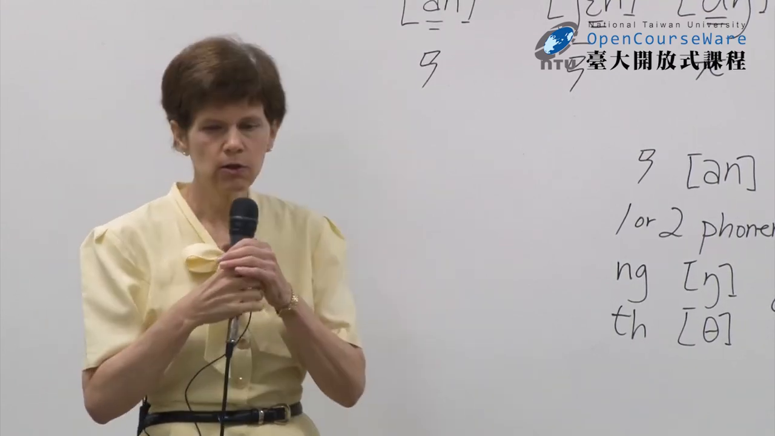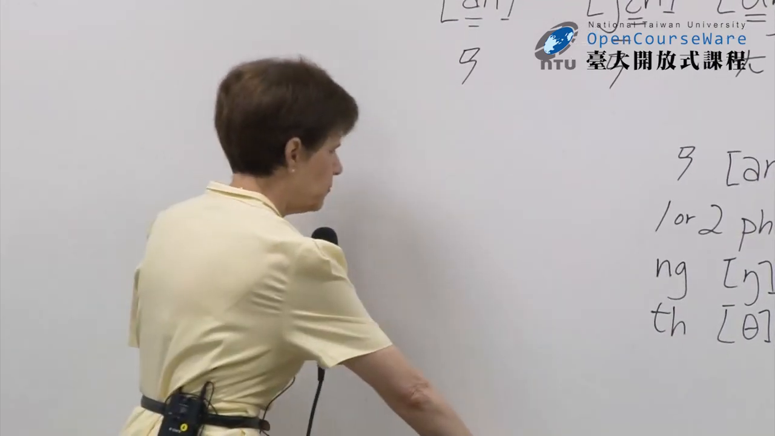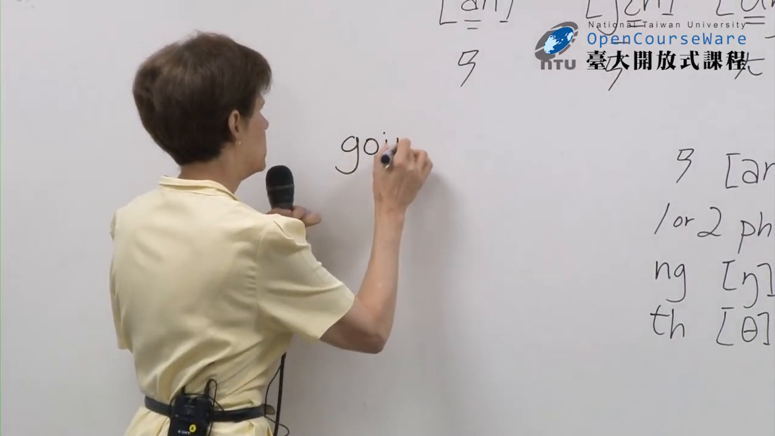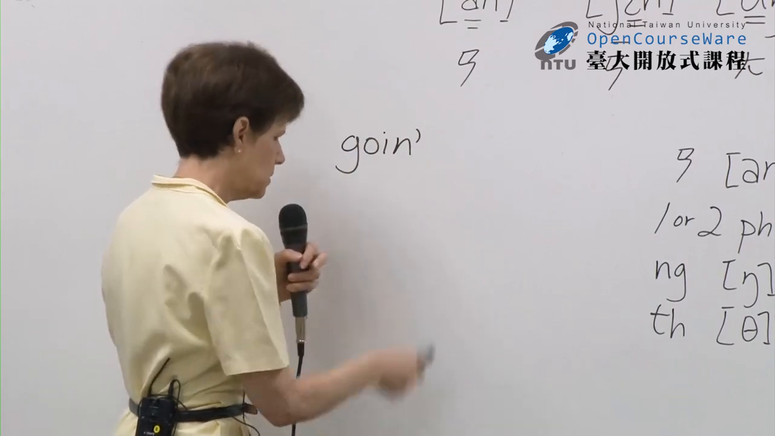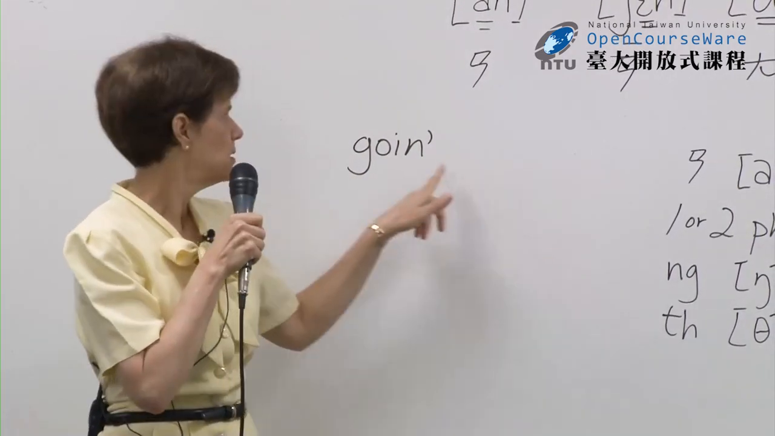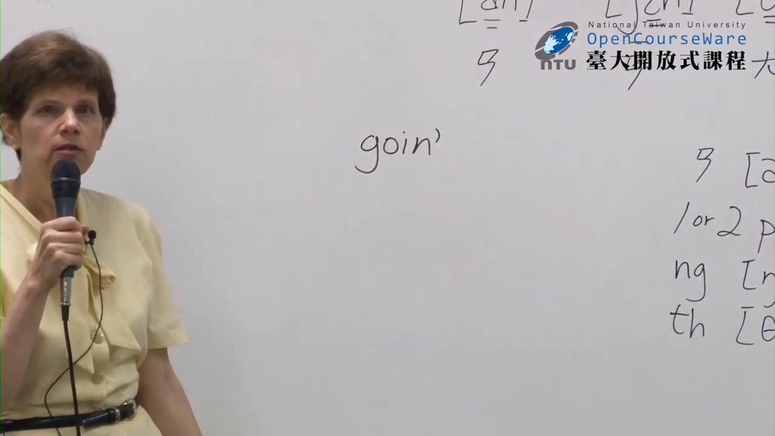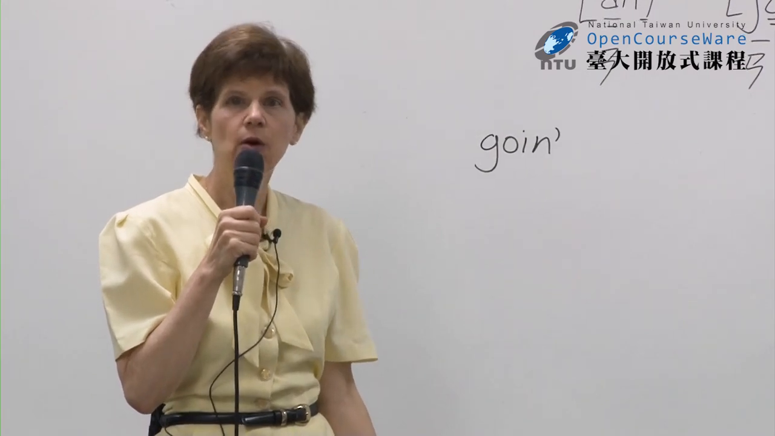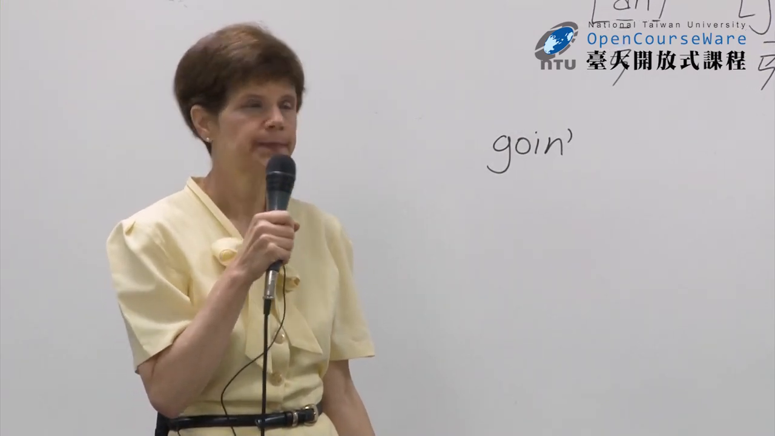Because we talk about dropped G's. If we say, for example, goin' instead of going, we say that's a dropped G, sorry, dropped G. Now, the standard way to say it is going, but in casual speech, we say goin'. We call that a dropped G. Did we really drop a G?